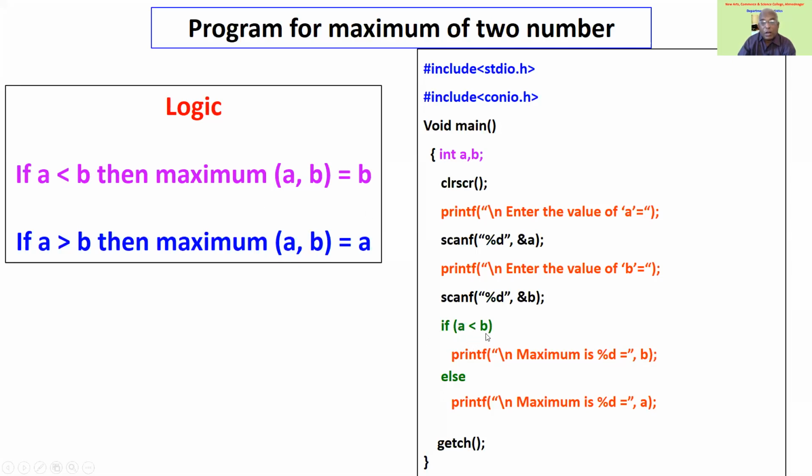If this condition is false, that means a is greater than b. In fact, the else part is not only a greater than b, but it is a greater than or equal to b. It will take care of equality also. In that case, printf maximum is %d and which is a. So this is the program which will use the if else statement, getch.